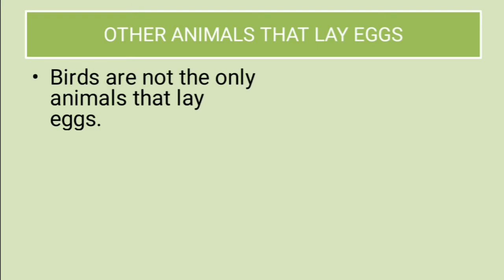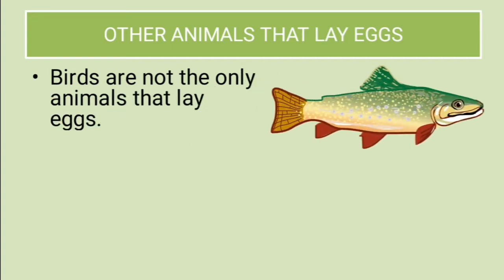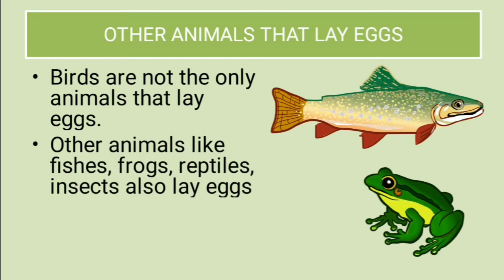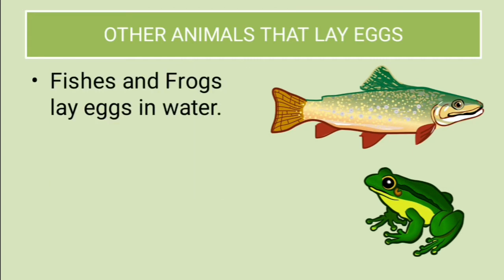In the last session, we had studied how birds lay eggs, how they reproduce, how they take care of the young ones. And we also studied some things about fishes and frogs. So, other animals like fishes, frogs, reptiles, insects also lay eggs. Fishes and frogs lay eggs in water.